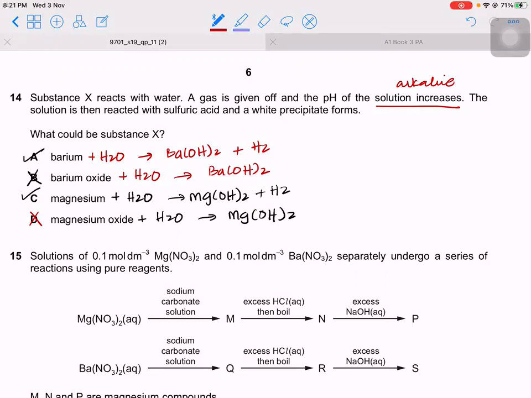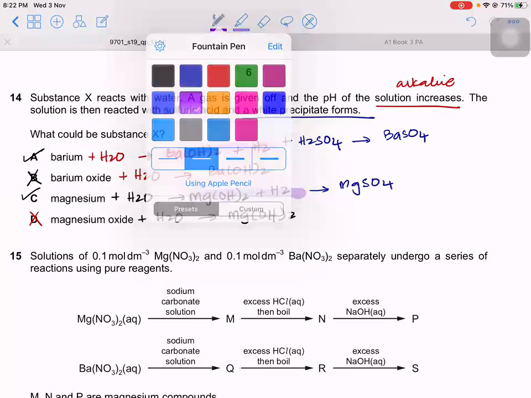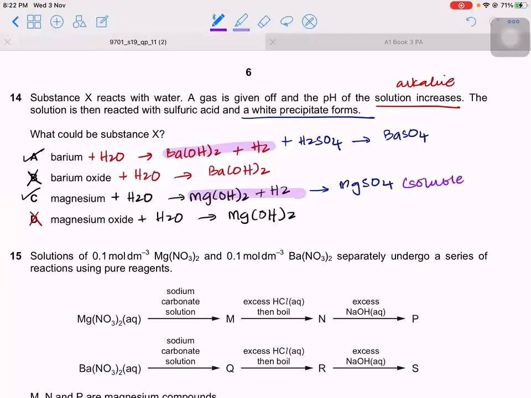Then they are saying, whatever the resultant was, you added this to sulfuric acid. So when you add this to sulfuric acid, barium hydroxide with sulfuric acid will give you barium sulfate. This will give you magnesium sulfate. They're saying a white precipitate forms. Magnesium sulfate is soluble. Therefore, this can't be the answer. Barium sulfate is insoluble. It is a white precipitate. Therefore, the answer is A.